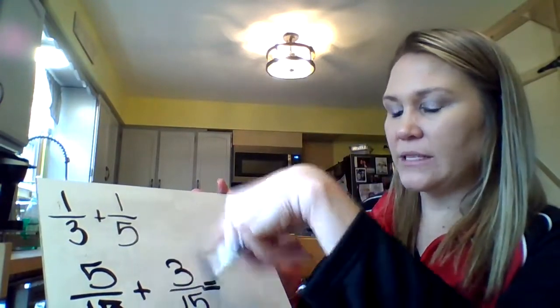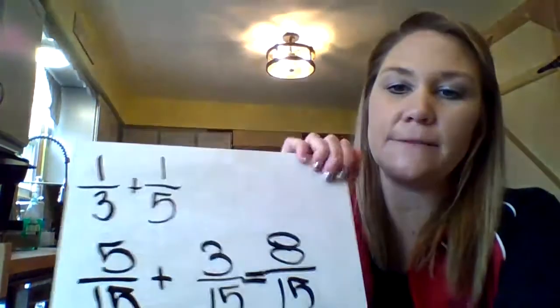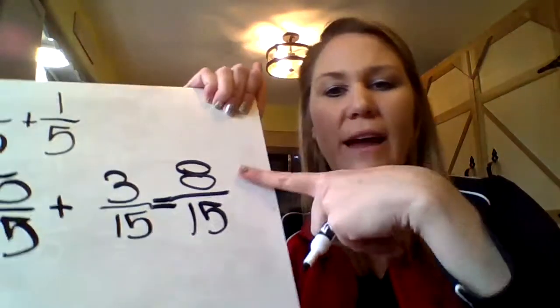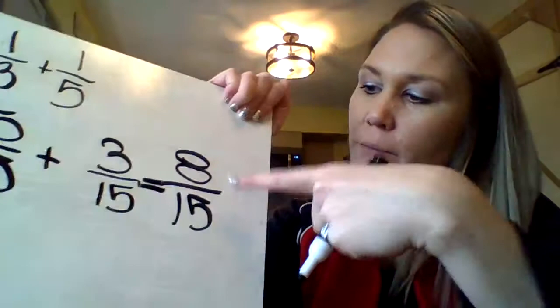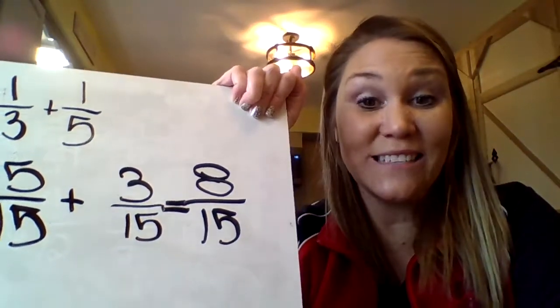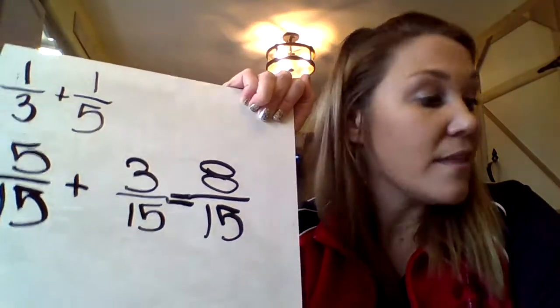5 plus 3 is 8. Your denominator stays the same, 8/15. Wow, this is a really big looking fraction, but guess what? There's no number that can be divided into 8 and divided into 15, so that is in simplest form. That's what you're going to do for today. That's it, not a ton.